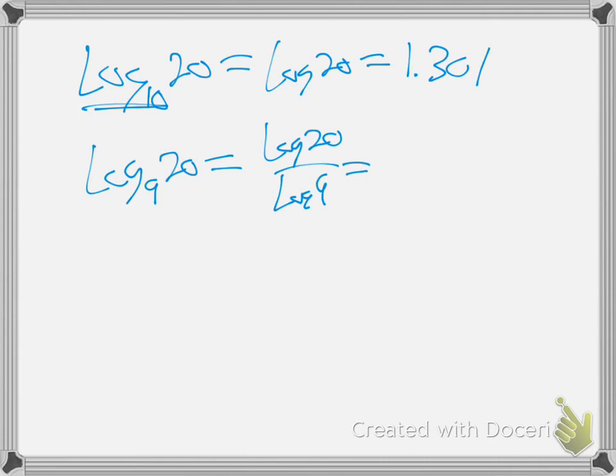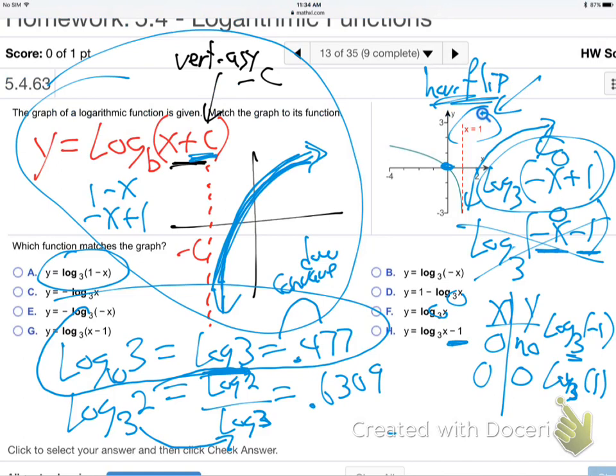Log 20 divided by log 9 is 1.363. We good on that? Okay, now we're able to go back to these little questions I asked you. Now, try this one on your calculator. I told you it was no, but now you can see it for yourself. How would you do log base 3 of -1?